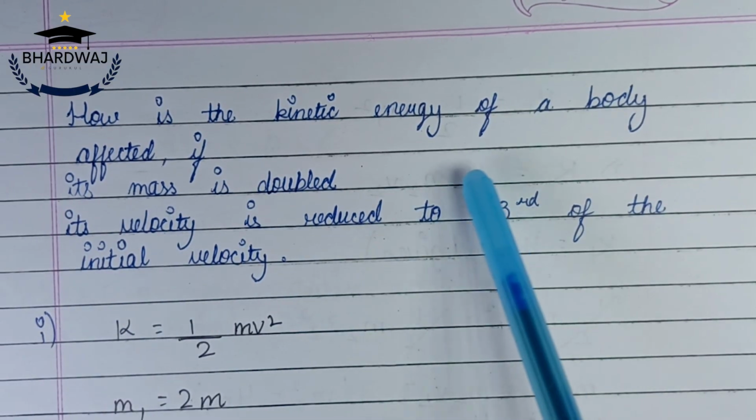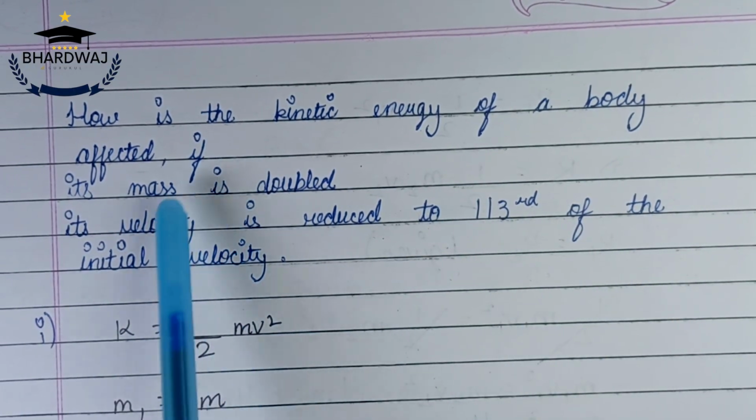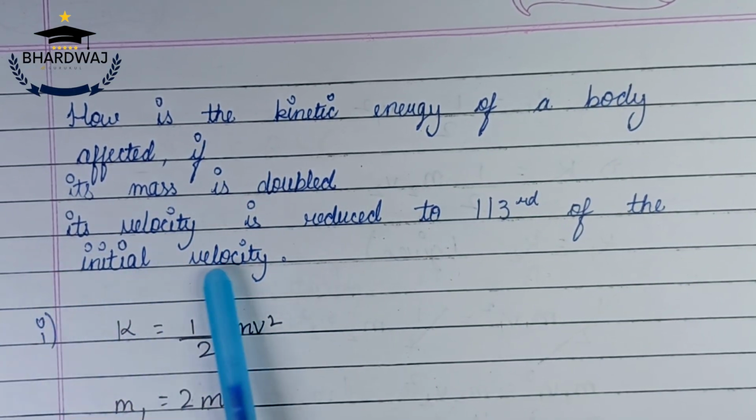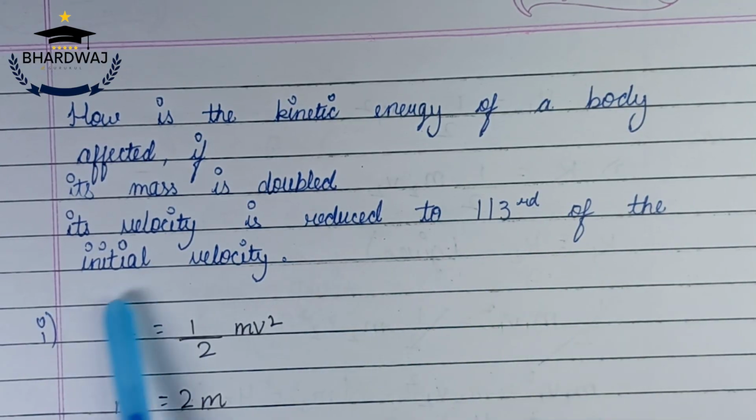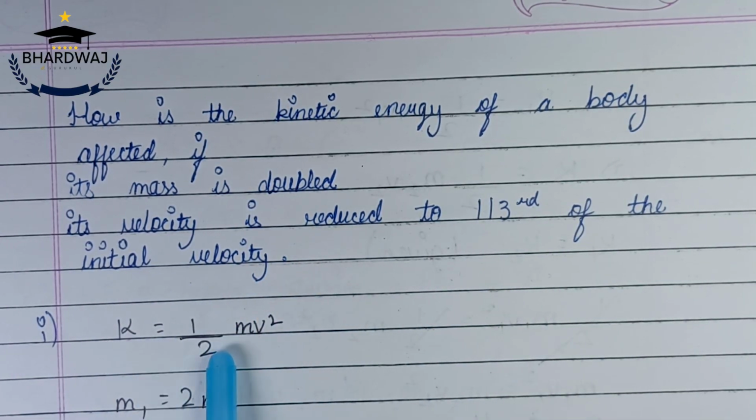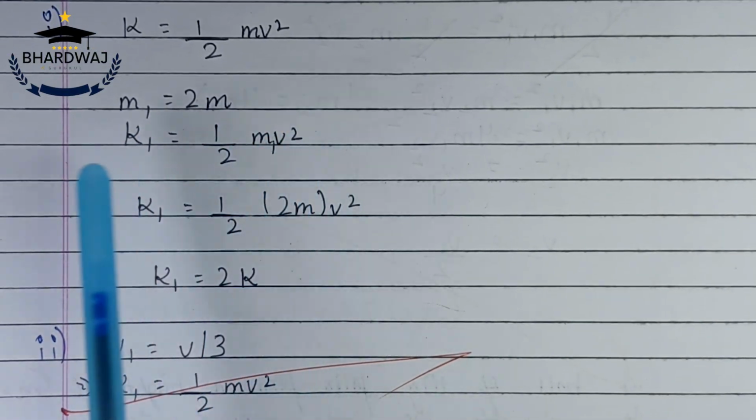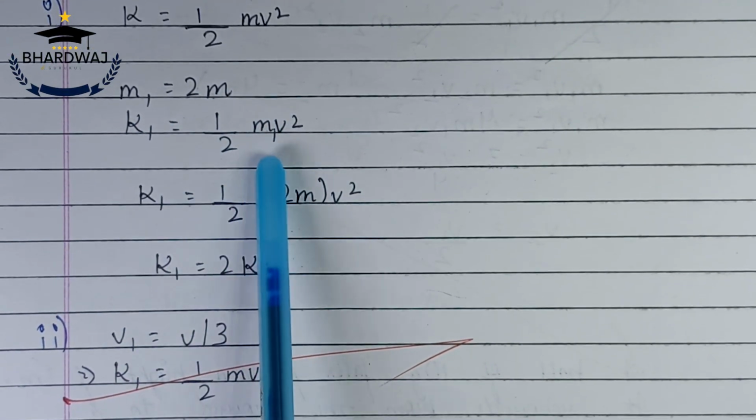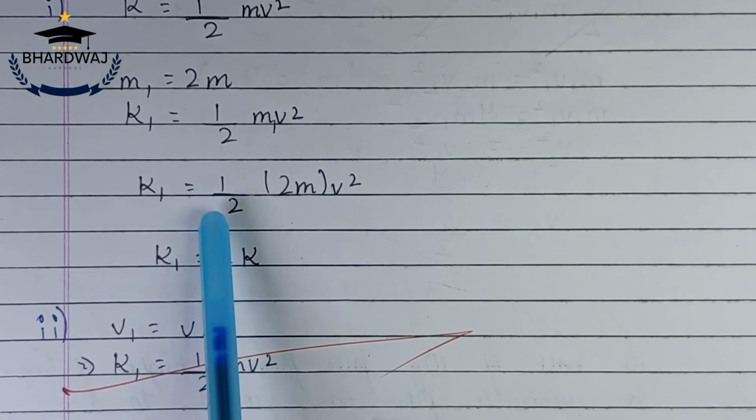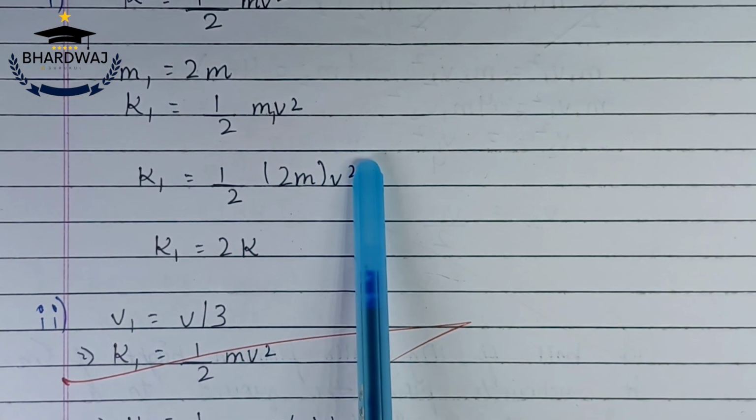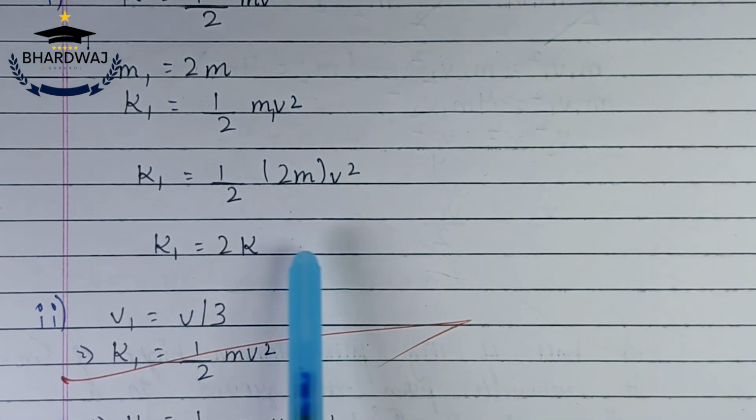How is the kinetic energy of a body affected if its mass is doubled, its velocity is reduced to 1/3 of the initial velocity? Kinetic energy is equals to 1 by 2 mv square. M1 is equals to 2m. K1 is equals to 1 by 2 m1 v square. K1 is equals to 1 by 2 2m v square. So K1 is equals to 2k.